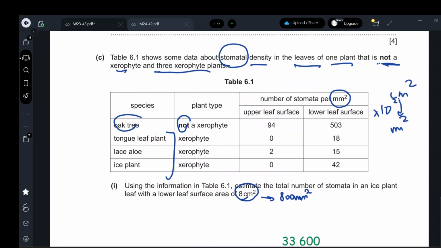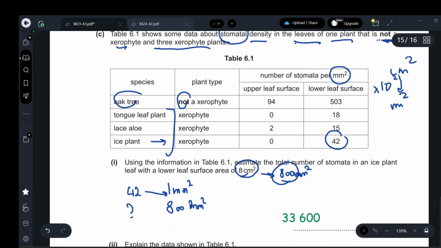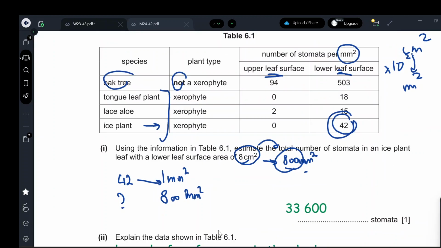In the ice plant, how many stomata do I have? 42 per millimeter square. So in the 800 millimeter square, how many stomata will I have? I will do it on the calculator, cross multiplication. It will give me 33,600 stomata.